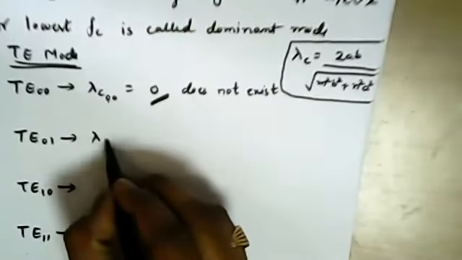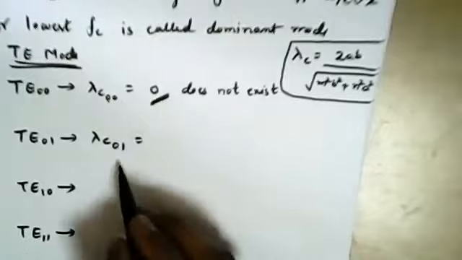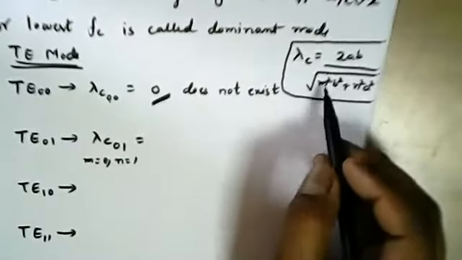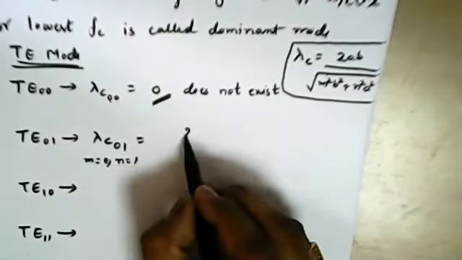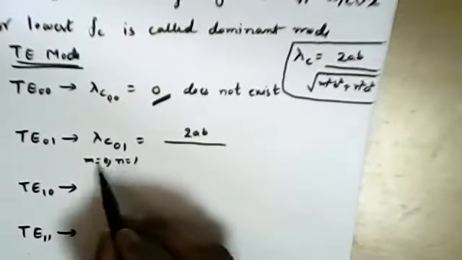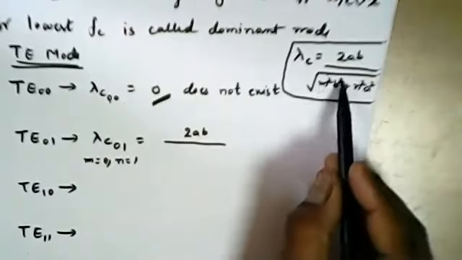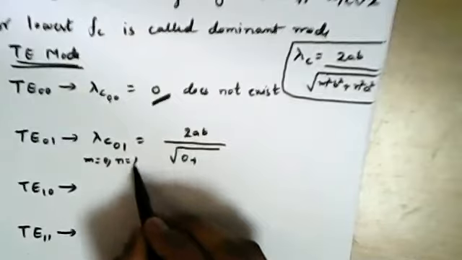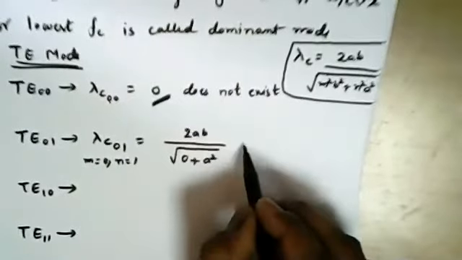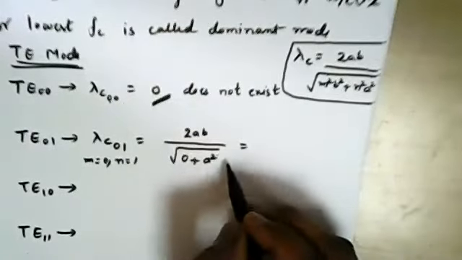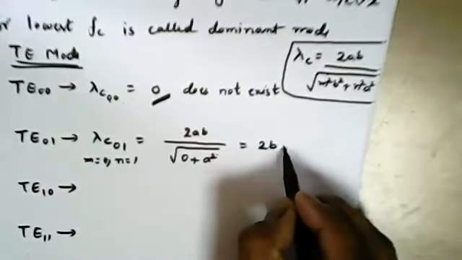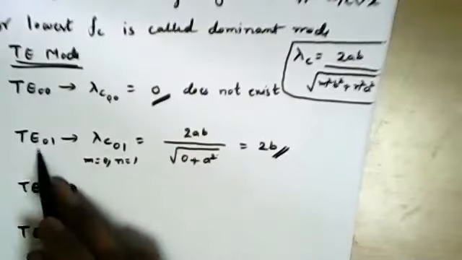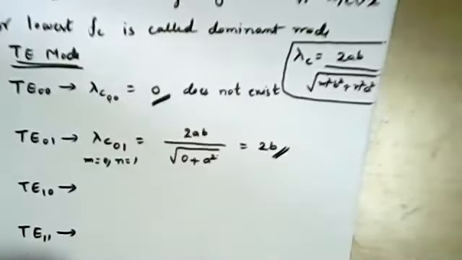Now calculating the second one, TE01, where m equal to 0 and n equal to 1. Substituting in this expression, we get 2ab divided by the square root of, where m takes the value 0, so this term becomes 0, plus n takes the value 1, so it is a square. Then the square and square root get cancelled, and the left over term will be equal to 2b. So this is the expression of the cutoff wavelength for TE01 mode.